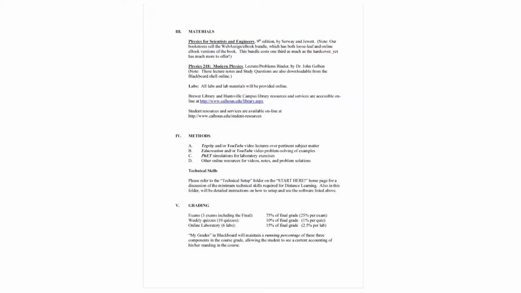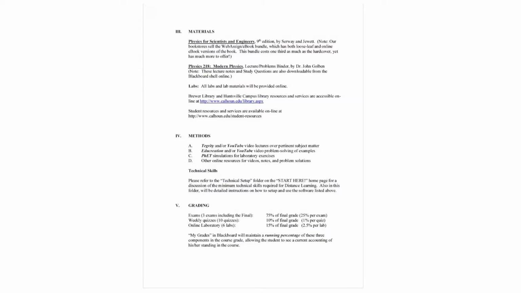Materials. Our book for this course is Physics for Scientists and Engineers, the 9th edition by Serway and Jewett. Our bookstores sell the WebAssign ebook bundle, which includes the loose leaf and online ebook versions of the book. We will not be using the WebAssign portion of this bundle. You could use it just for your own fun, but we are not going to be using that portion for any kind of grade. The bundle costs 1/3 as much as the hardcover, so it's a great deal.